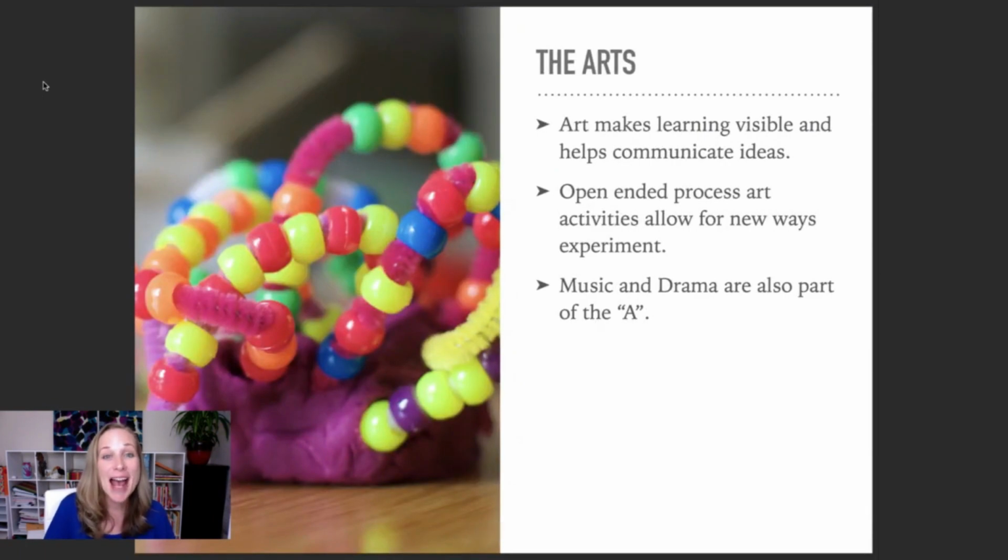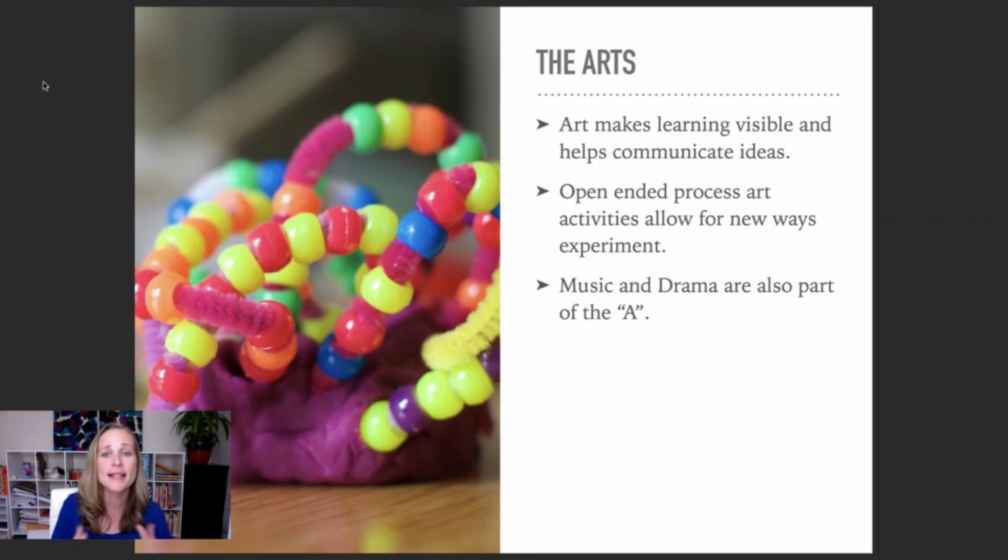The arts. As I said, the A in STEAM stands for the arts, not just visual art. So that does include music, theater, drama, dance. All of that can be included under the arts. Now, I will admit I'm a little biased. My background is visual art, and so I tend to do a little more visual art. But we are talking about all the arts.